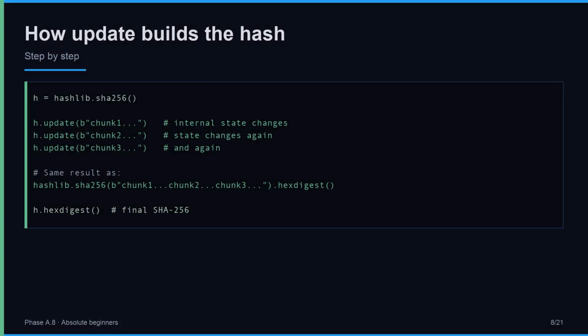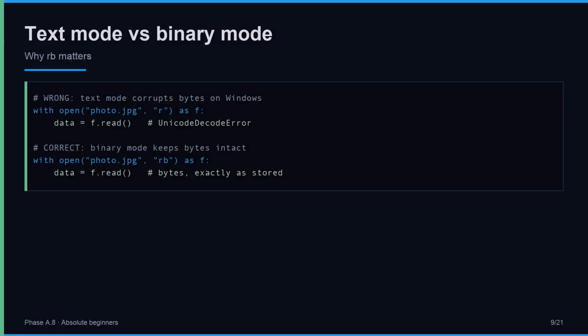Watch how update builds the hash. Start with an empty SHA-256 hasher. Call update with chunk 1, the internal state changes. Call update with chunk 2, the state changes again. Call update with chunk 3, and again. The final hexdigest is exactly the same as if you had concatenated all chunks into one giant string and hashed it in one go. Update is just a memory-friendly way to feed data into the same algorithm.